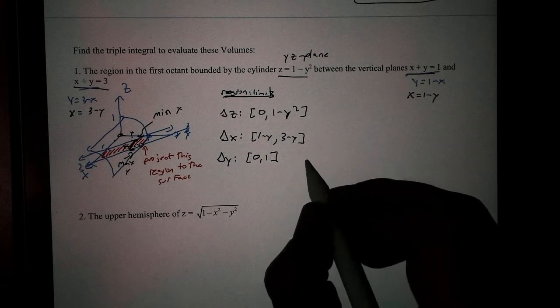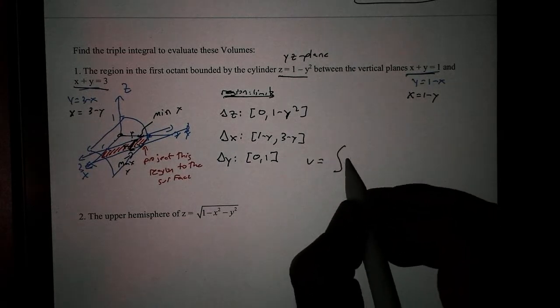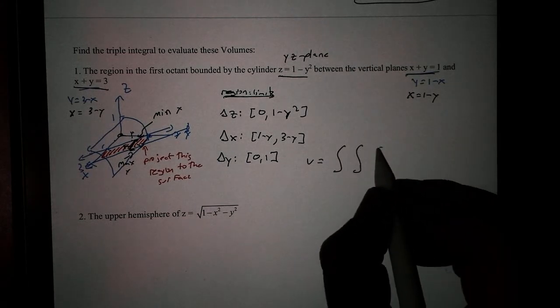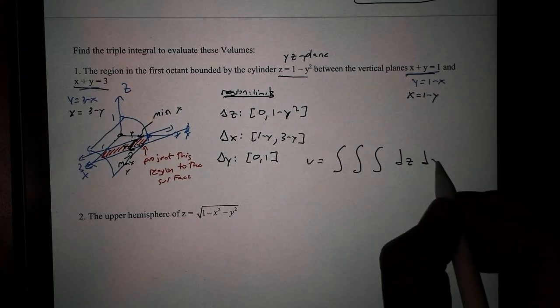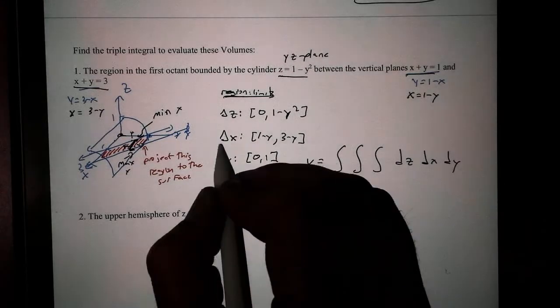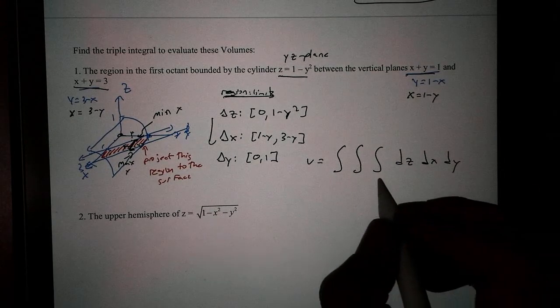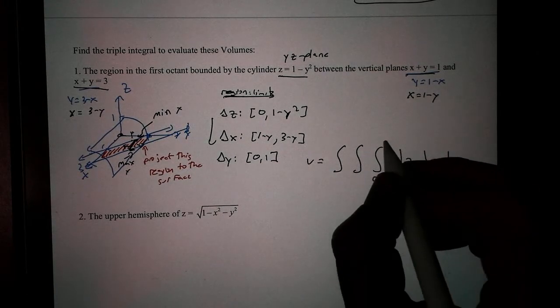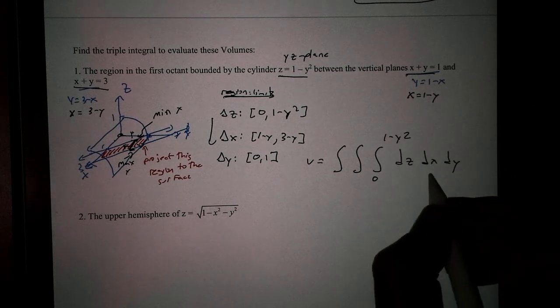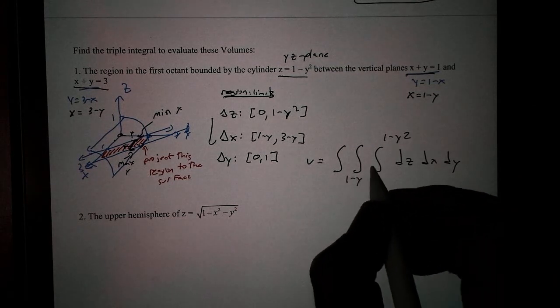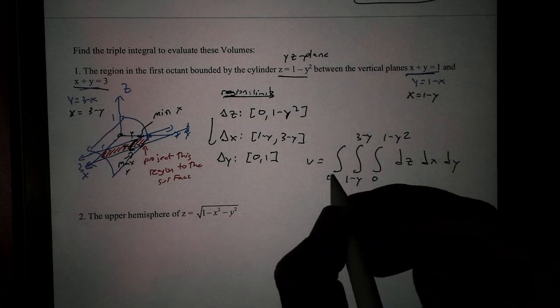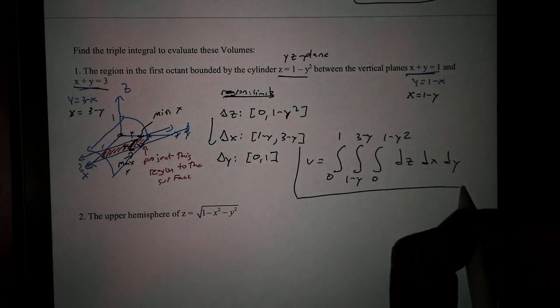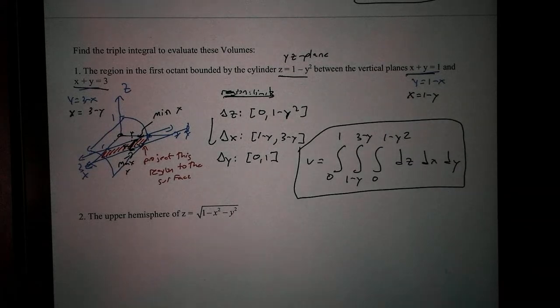And now I can write my volume, my triple integral. I'm choosing z first, dz, dx, dy, kind of like where I found them in this order, that's how I'm going to write it out. My change in z's go from 0 to 1 minus y squared. My change in x's go from 1 minus y to 3 minus y. And my change in y's are going to go from 0 to 1. And that will calculate the volume of our surface right there.